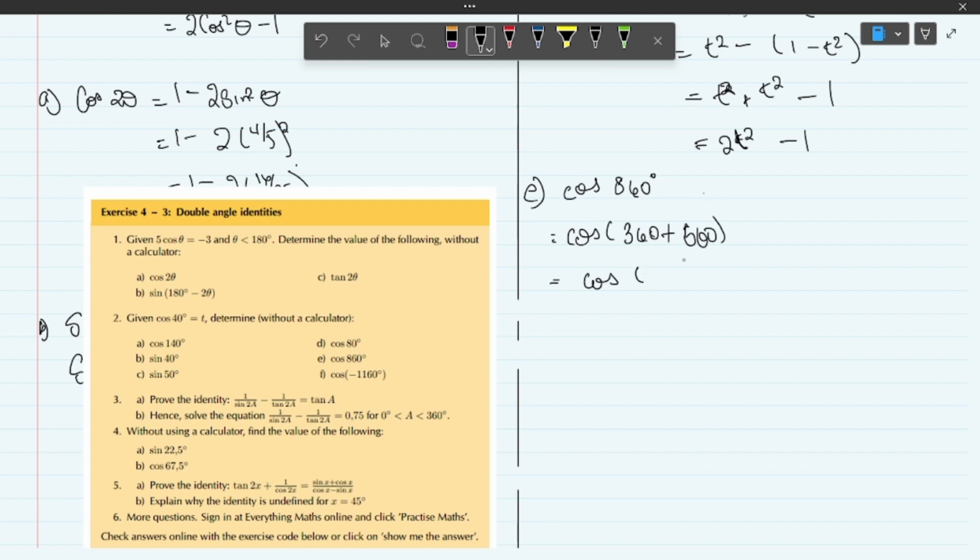Then cos 500 is gonna be cos of 360 plus 140. Now cos 360 plus cos 140 is gonna be cos 140. Then we reduce cos 140 to cos of 180 minus 40. So we're back again at cos 40 degrees. So cos 40 degrees, it's t.